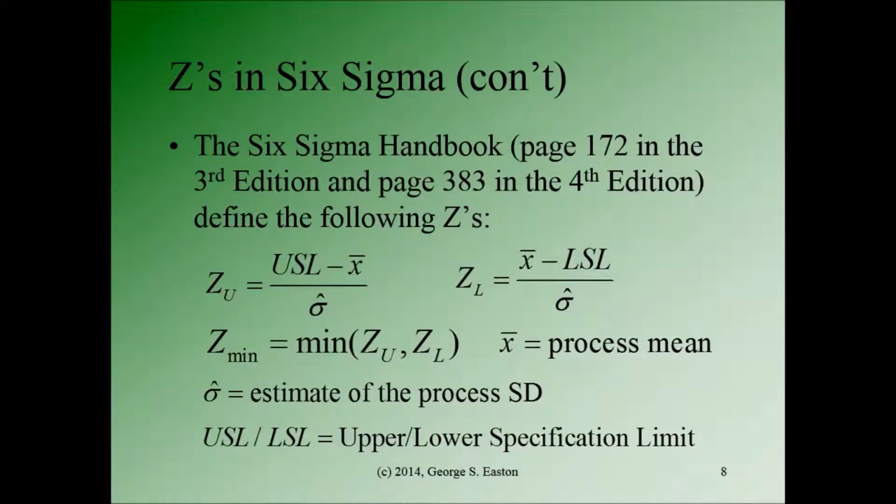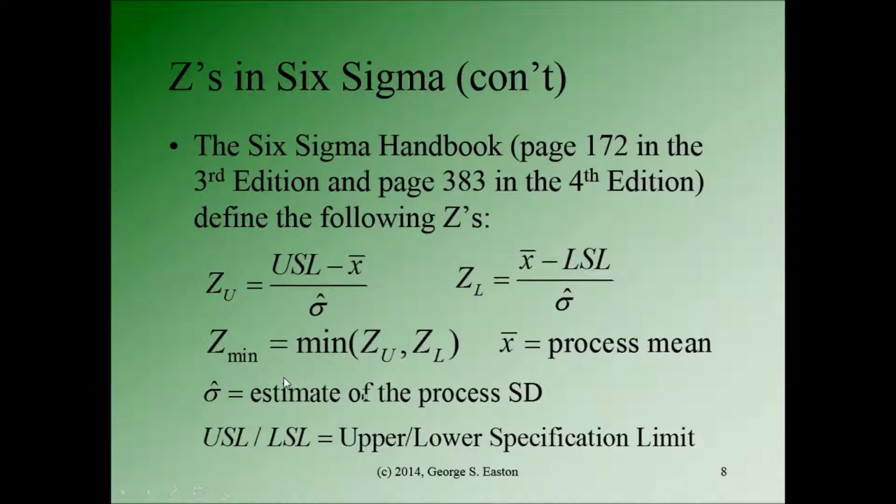The Six Sigma handbook defines the following Z's. They define Z_U, for Z upper, and that's going to be the upper specification limit minus the process mean divided by an estimate of the process standard deviation. They also define Z_L, for Z lower, and that's going to be the process mean minus the lower specification limit divided by the estimate of the process standard deviation. Both Z_U and Z_L are defined so that they will be positive numbers if the process mean is between the specification limits.